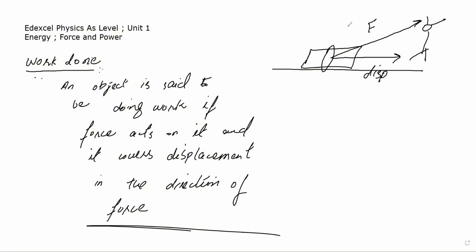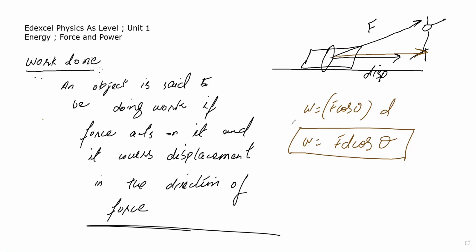But the displacement must be completed in the direction of the force. So you can see that if you want to calculate the force component which should be in the direction of displacement, that should have been the horizontal component of force. So what would the work done become? It would be F cos theta times D. So work done comes out to be FD cos theta.